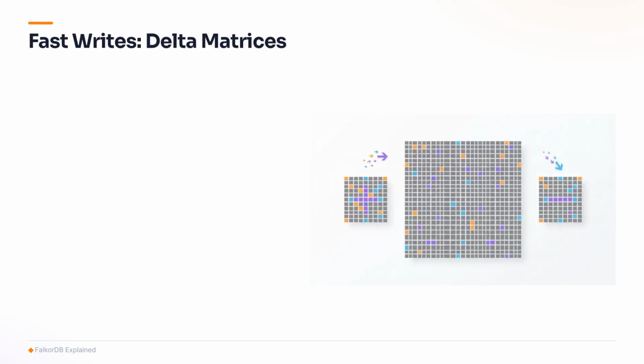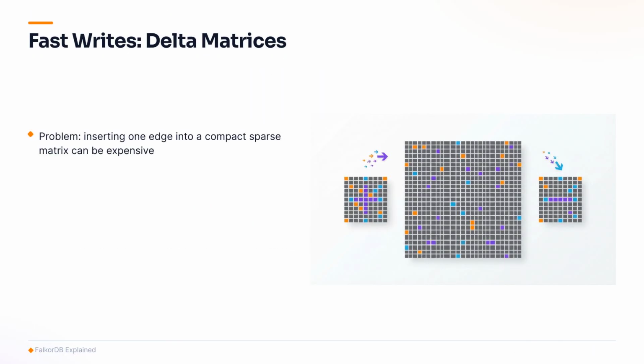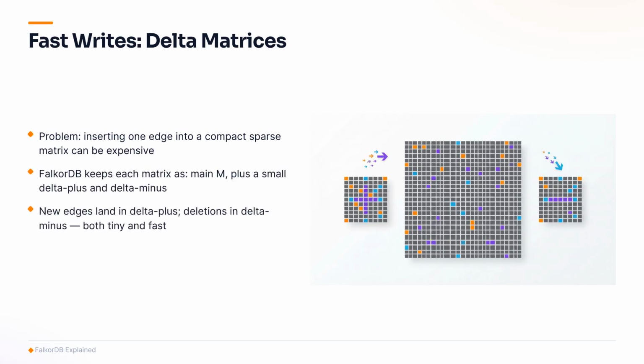If graphs are compact sparse matrices, there's an obvious problem. Inserting a single edge into a tightly packed structure can be expensive. FalkorDB solves this elegantly with delta matrices. Each logical matrix is actually three: the big main matrix, a small delta plus holding freshly added edges, and a delta minus holding recent deletions.